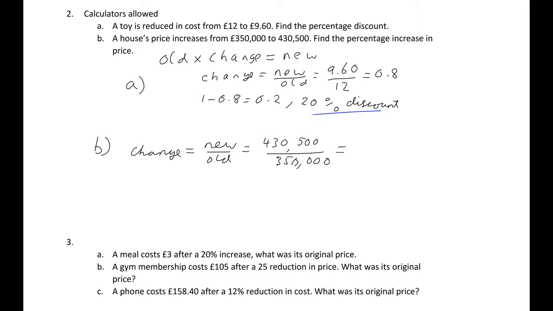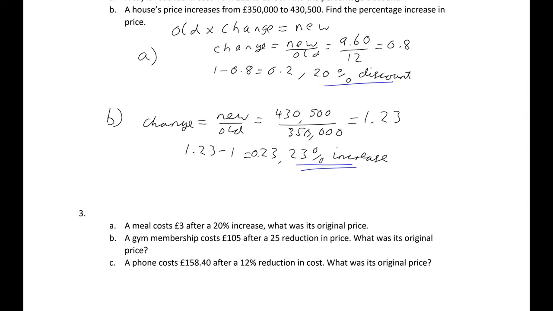And that comes out to equal 1.23. So we do 1.23 minus 1, that equals 0.23. So that is a 23% increase. And there we go. So we see that 1.23 is 0.23 bigger than 1, so it was a 23% increase from the old price. Okay, question 3.